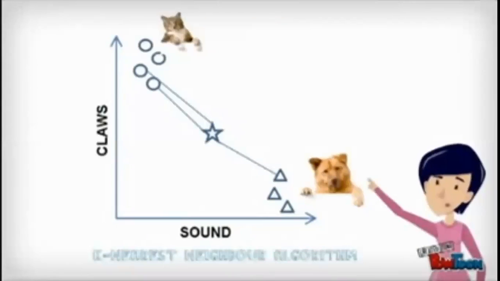The next part is to assign the new point a class. The class type will be determined from the majority of the closest points. In this case, the star is a cat, since the majority of the points are closer to the cat's characteristics than the dog's characteristics.